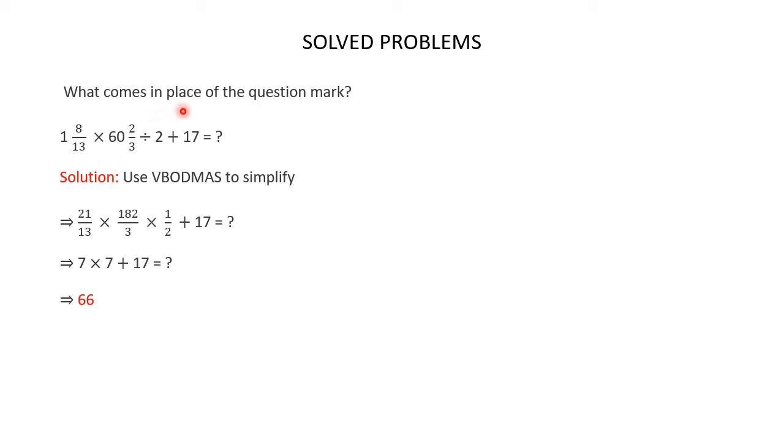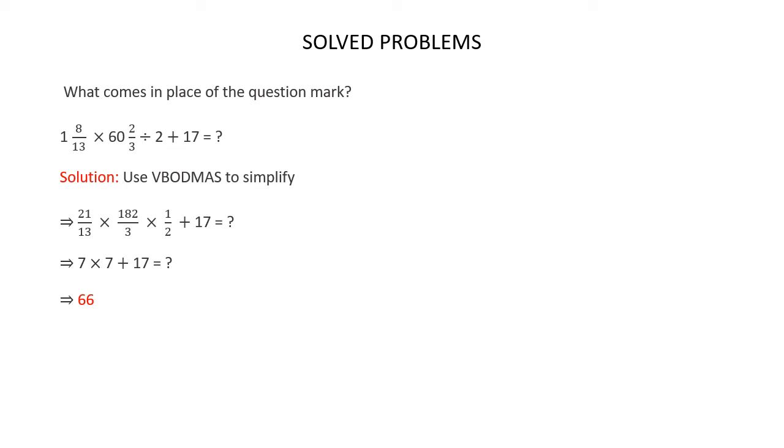What comes in place of the question mark? 1 8 by 13 multiplied by 60 2 by 3 divided by 2 plus 17 is equal to question mark. Use BODMAS to simplify. The order of operation to be followed has to be strictly according to the BODMAS rule. Now, in this expression, first convert these mixed fractions to improper fractions.